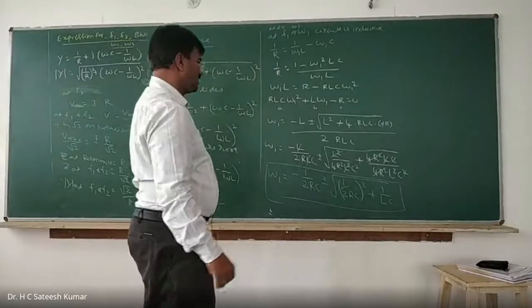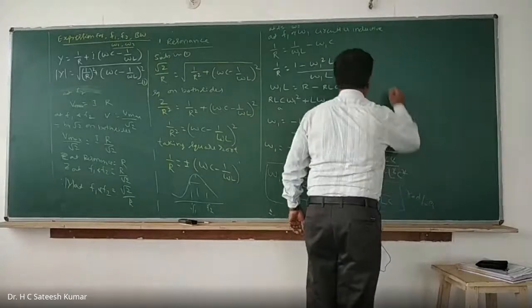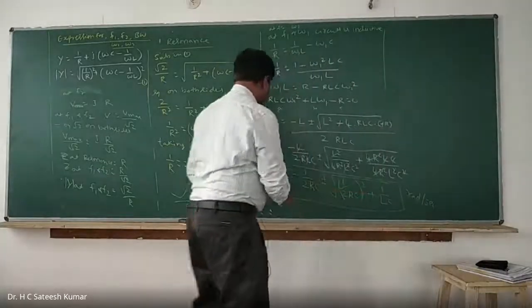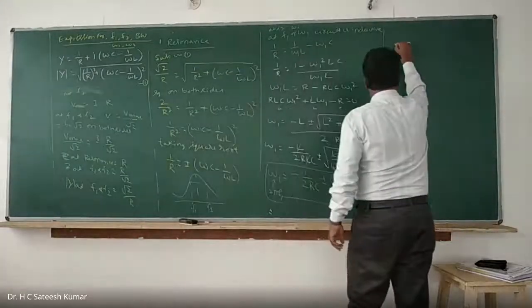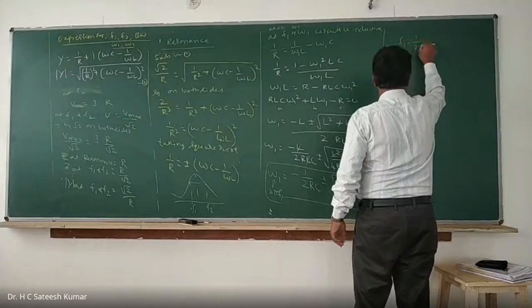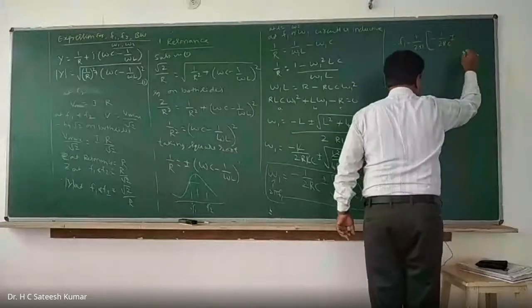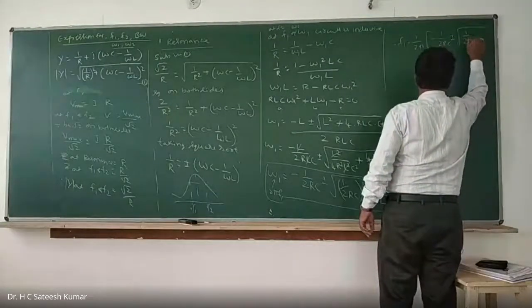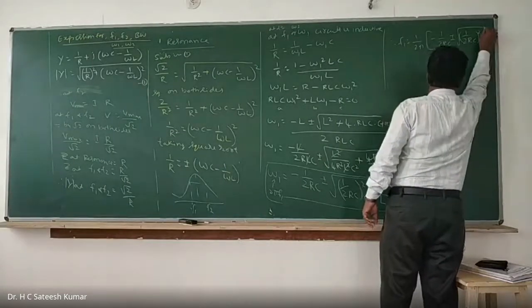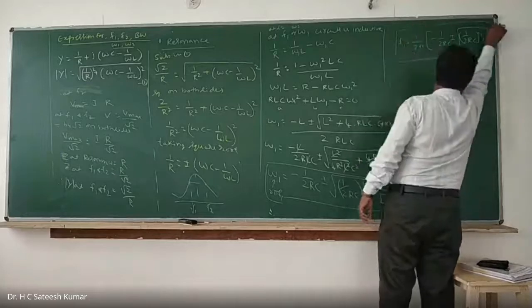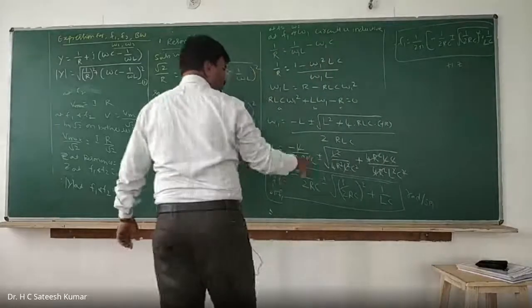This is in terms of radians per second. Therefore, omega 1 is nothing but 2 pi f1. Therefore, f1 is equal to 1 over 2 pi into minus 1 by 2RC plus or minus square root of 1 by 2RC whole square plus 1 by LC. That's how it will be. In terms of hertz, you will get it. Now, this is in terms of radians per second.